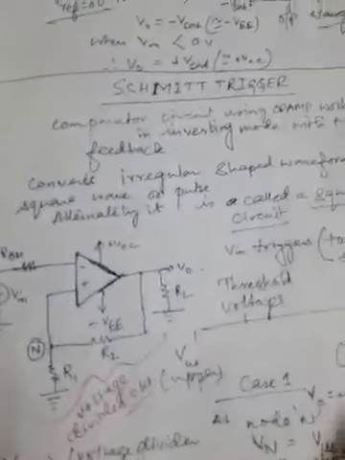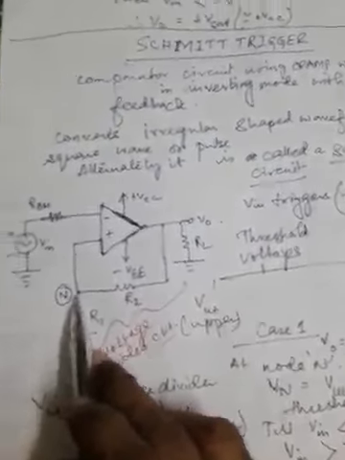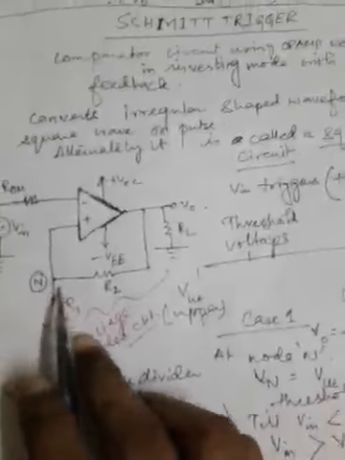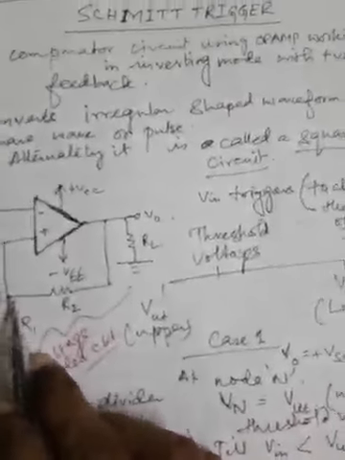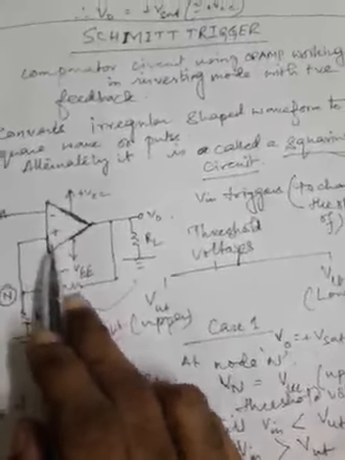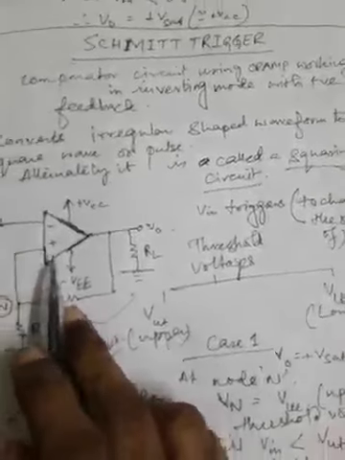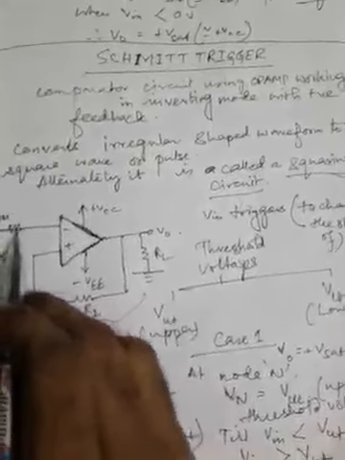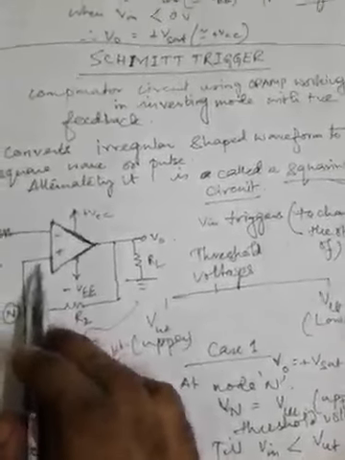Now let us compare. Once again go back to the circuit. Now at this time when VO is minus Vsat, Vn is equal to VLT. So looking at the circuit, the node voltage at N is VLT, and that is applied to the non-inverting terminal. It means Vin must be slightly more negative than VLT.